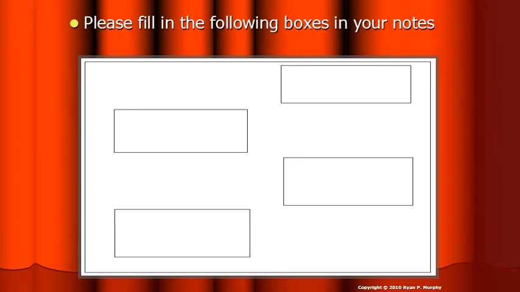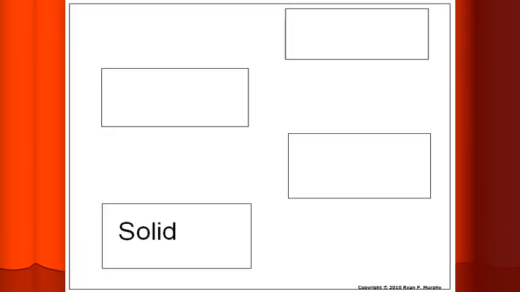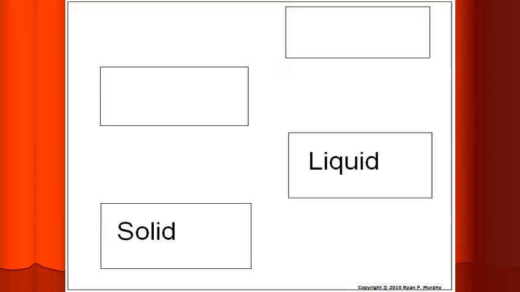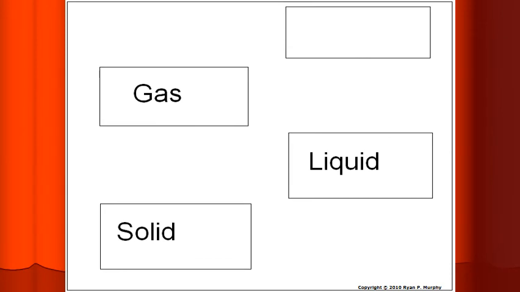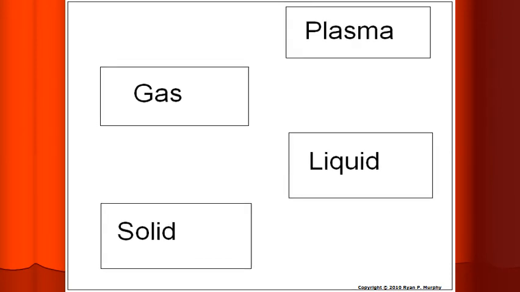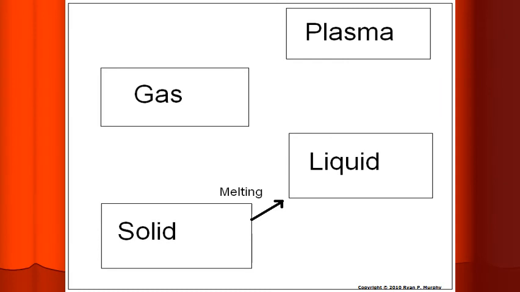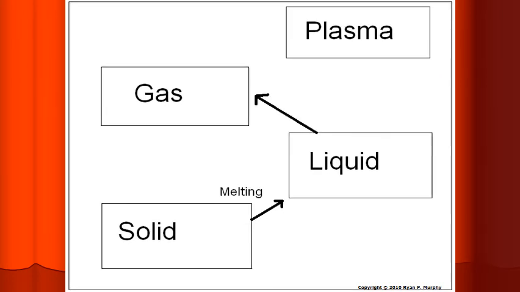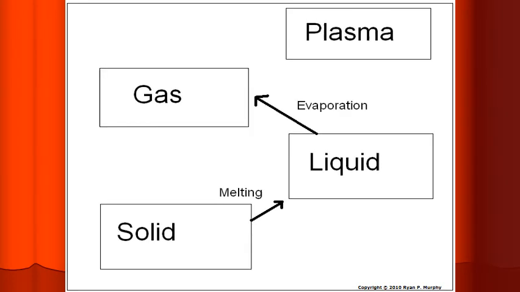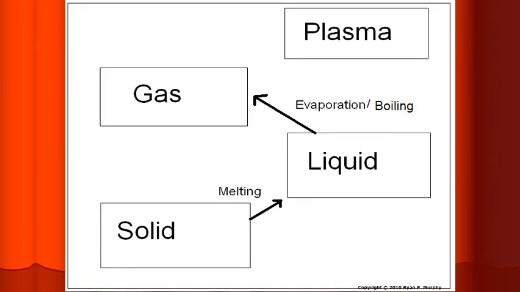All right, fill in these boxes in your notes as we go. So we have solid, liquid, gas, and do you remember the last one? Plasma. Now, when we go from a solid to a liquid, you know what that is, right? Melting. When we change from a liquid to a gas, that's going to be evaporation or boiling.